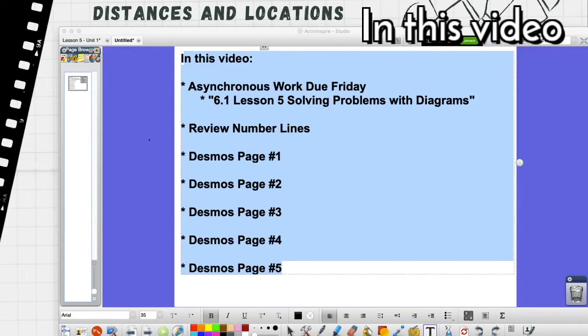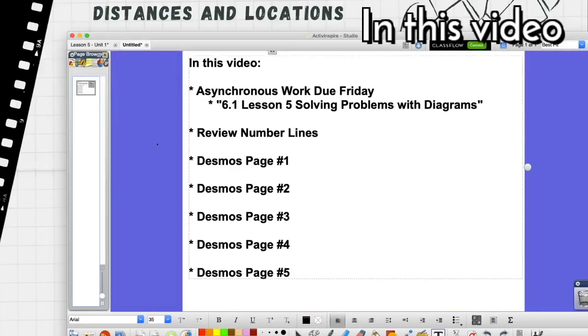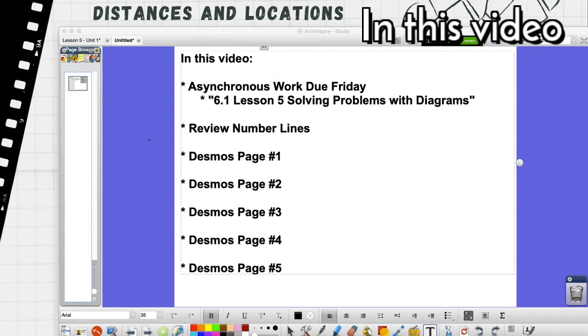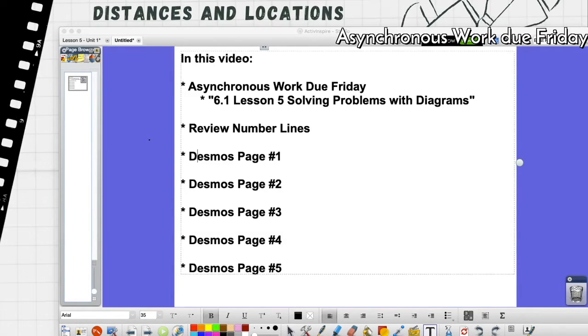Let's take a look at what this show is all about. We're going to go in this order. We're going to talk about the asynchronous work due Friday. We will review number lines, and then we'll take you through the 5 problems that were talked about in Zoom class for math this week. On the top right of this video, you can see what we're talking about, so if you need to move around the video, you can do that as well. Now we're going to talk about asynchronous work due Friday.